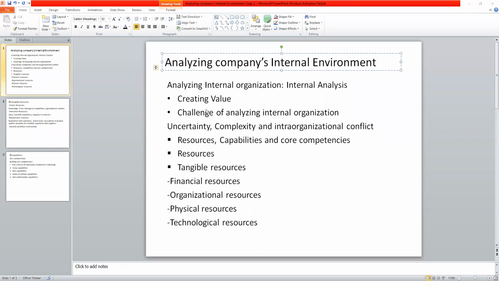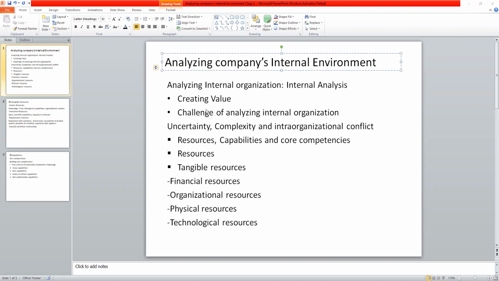Managers today must have the courage, the confidence, and the capacity to struggle and deal with the uncertainties in this business world, also the complexities. So here, for analyzing the internal organization, they face three basic challenges: the uncertainty in the environment, the complexities involved, and the intra-organizational conflicts.